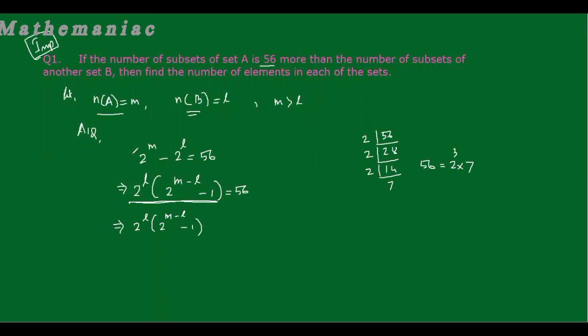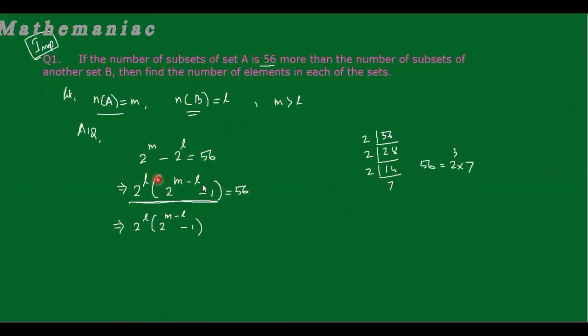You got here 2 to the power m minus 2 to the power l equal to 56. But from here you can see that m is bigger than l. That means this number is bigger than this number. That means this power is bigger than this power. So the smaller one I can take out as a common factor. Then here what will be left out? 2 to the power m minus l will be left out. And this whole as I have taken common, 1 will be left out. And right hand side is 56.